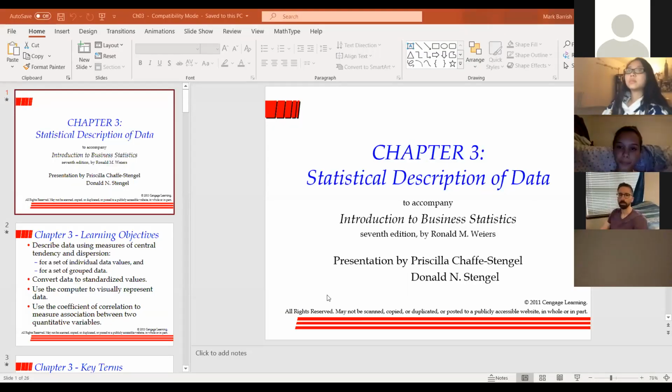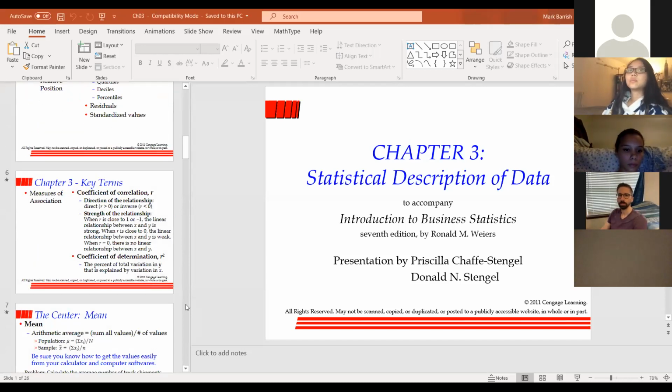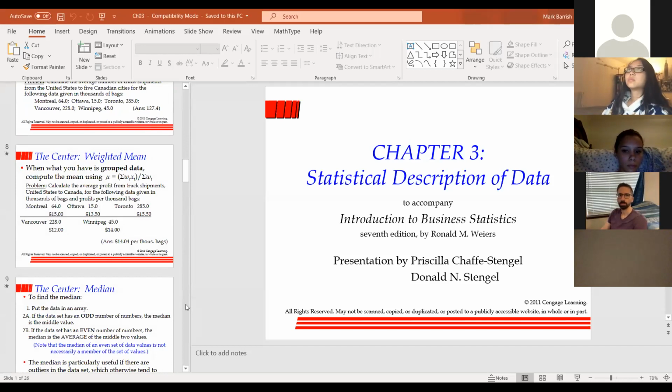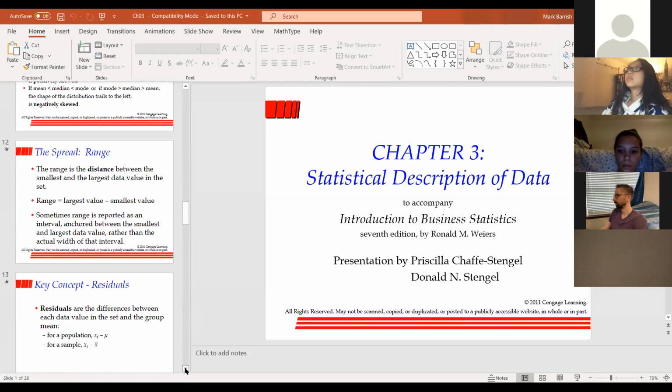All right. So again, we're going to continue with chapter 3, which deals with descriptive statistics. And where we ended up last time, we talked about the center of the distribution. Now we're going to talk about the spread of the data.